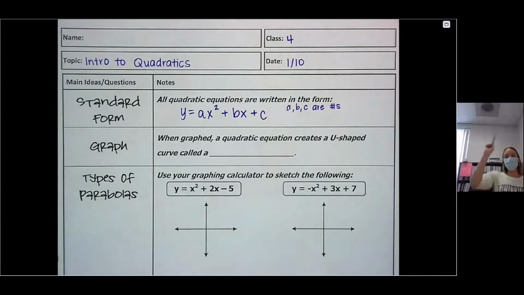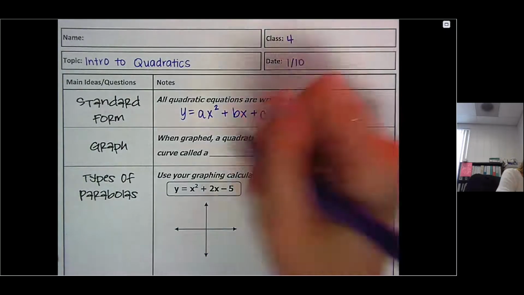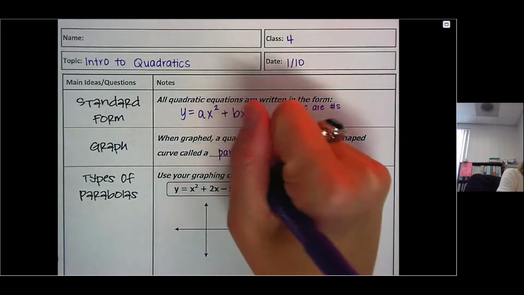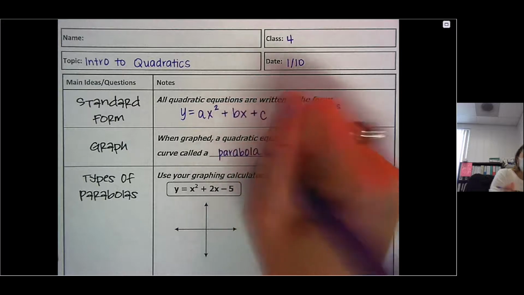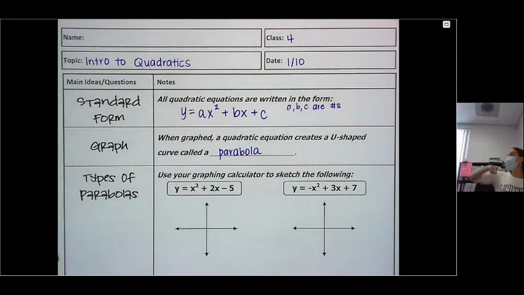Graph a quadratic equation, that U-shaped. Does anybody know what that U-shaped is called? Starts with a P. Parabola. Very nice. A parabola is literally the U shape that we're going to see in a second. A parabola. It's right there.